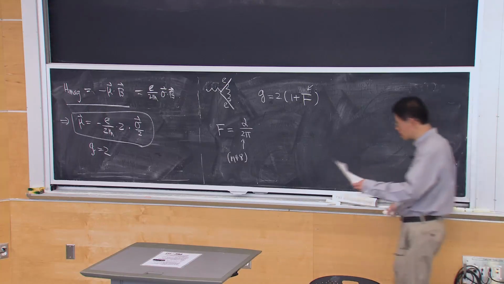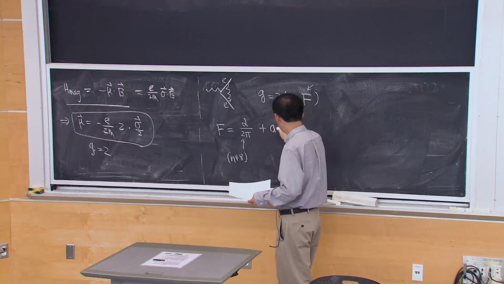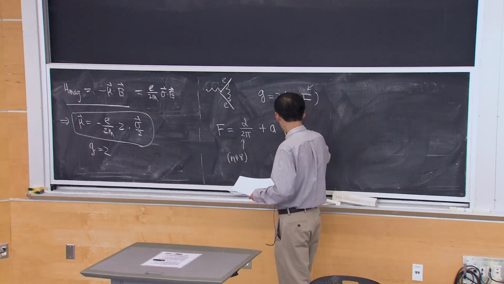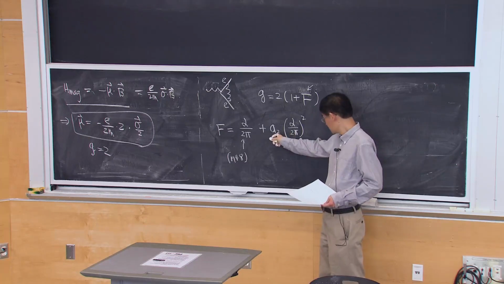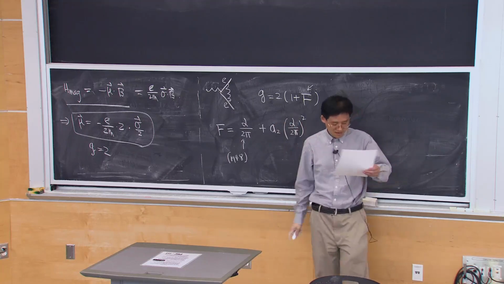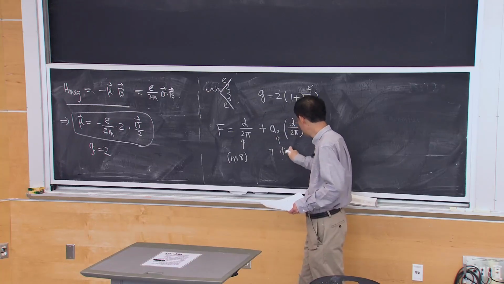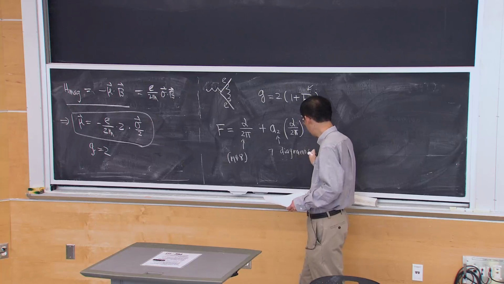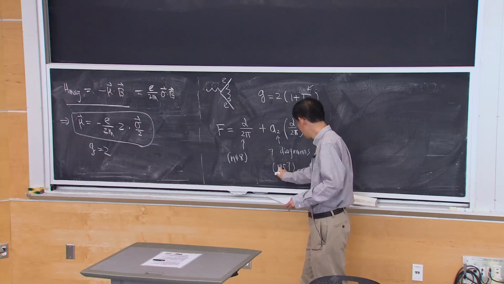So then people calculated to higher orders. At the next order, the correction must be proportional to alpha squared. So we can parameterize it by alpha divided by 2 pi, squared, with some number A2. You do an even more complicated calculation, and you find this A2. Again, it is a single number, and this contains 7 diagrams. So that one was one diagram, but at the next order it involves 7 diagrams, and that was calculated in 1957.